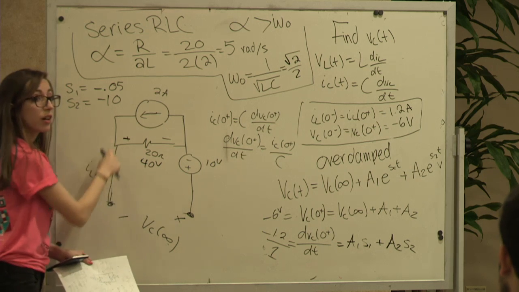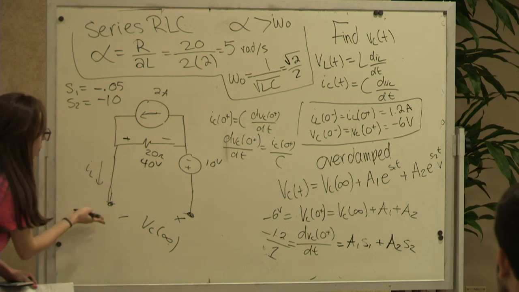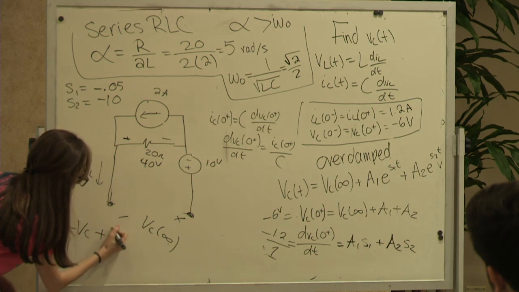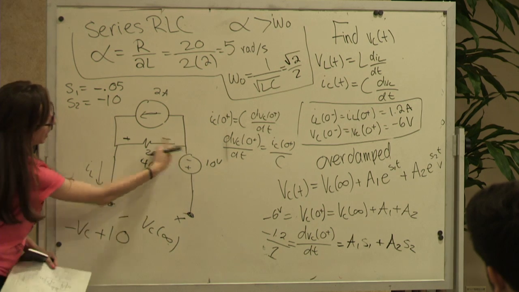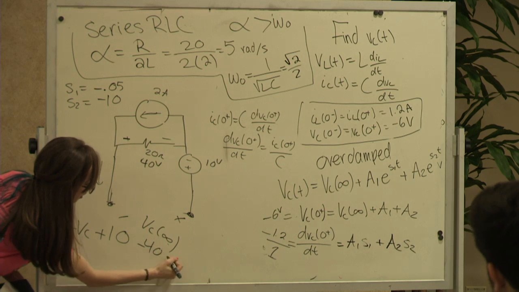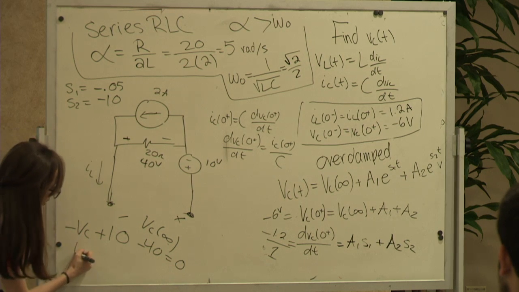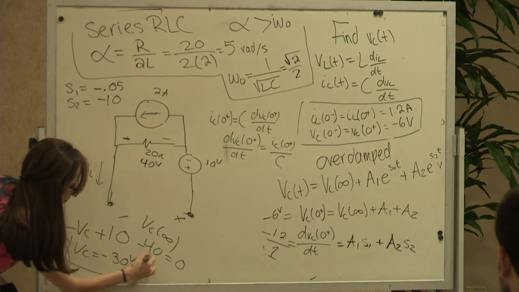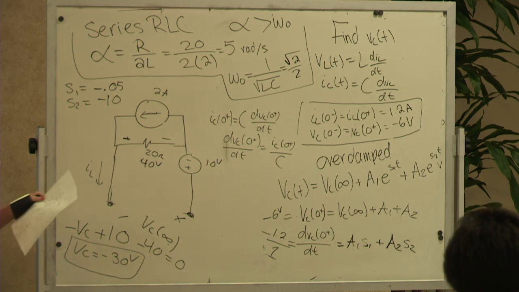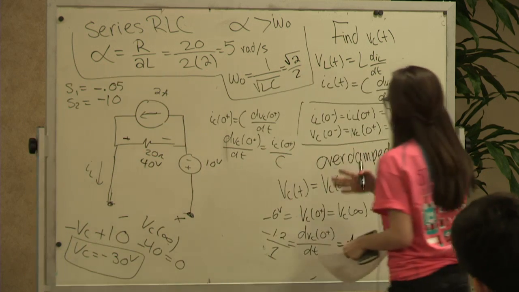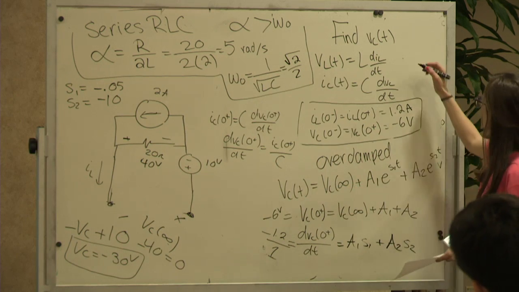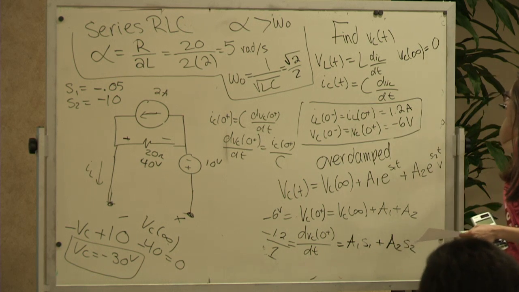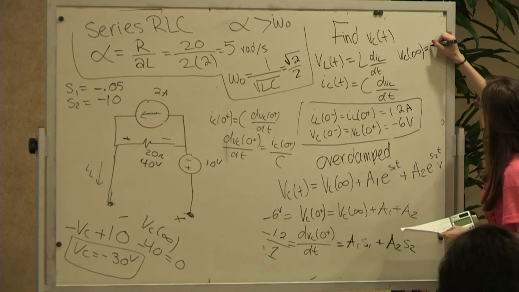And then I could do a KVL, right? So going this way, minus VC, plus 10, minus 40, equals 0. So VC equals negative 30. Good. And then, yeah, we found that's our VC of infinity. Oh, sorry, not 0, negative 30.